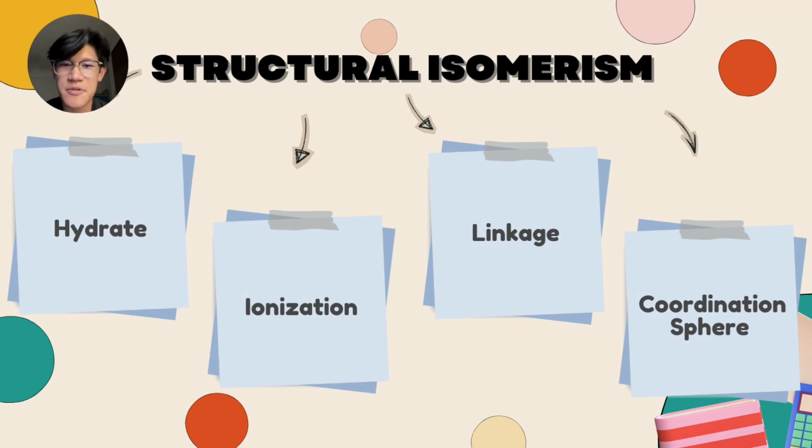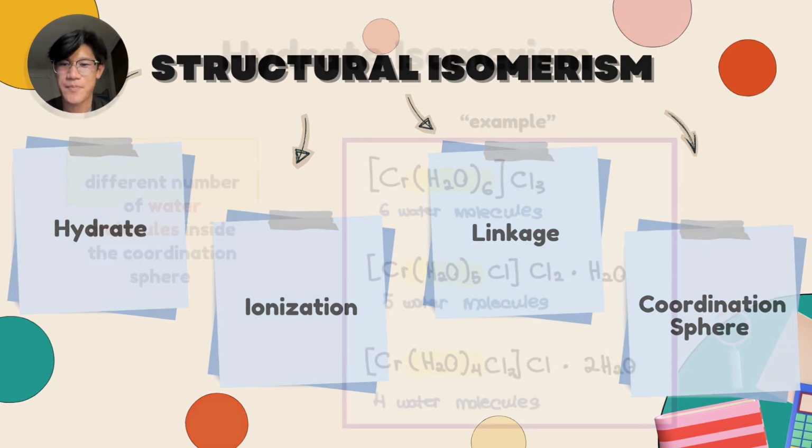Structural isomerism in coordination compounds can be divided into four main types. These are hydrate isomerism, ionization isomerism, linkage isomerism, and coordination isomerism. I will now explain each type one by one using simple examples.